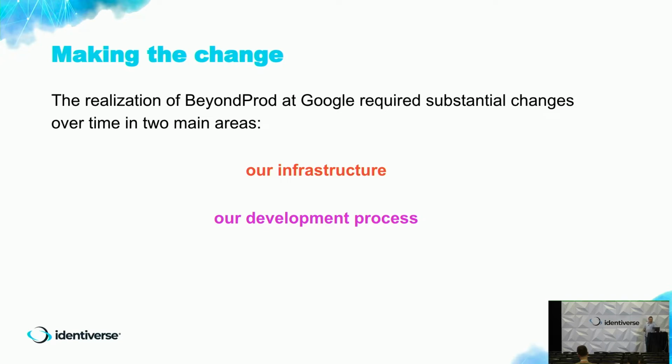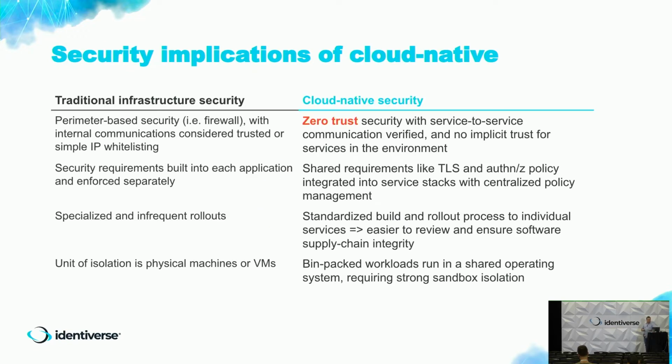So to get to that point, perimeter-based security, right? In the next slide, there we go. Talk about this, perimeter-based security. On the one side, traditional, we've got a firewall, internal communications considered trusted, simple IP whitelisting, moving that to a zero-trust world where we have service-to-service communication verified. And we'll talk in a couple of slides here exactly how we do it at Google, how that authentication is established. Again, on the traditional side, security requirements built into each application and enforced separately. The idea here is that we move to a world where shared requirements like TLS, authentication, and authorization policy are integrated into service stacks with centralized policy management. And really what that means is the developer isn't responsible for that anymore.